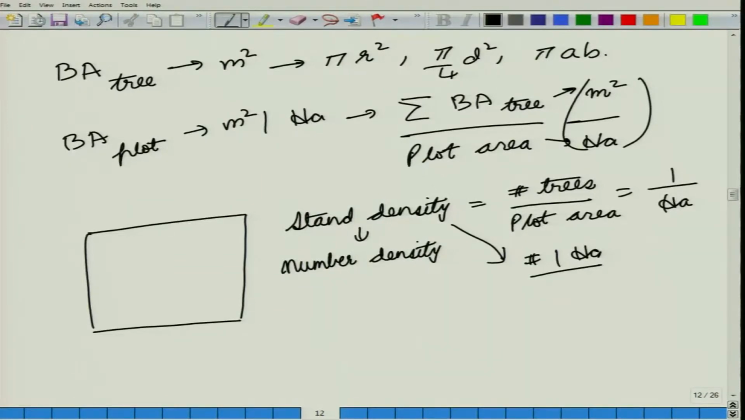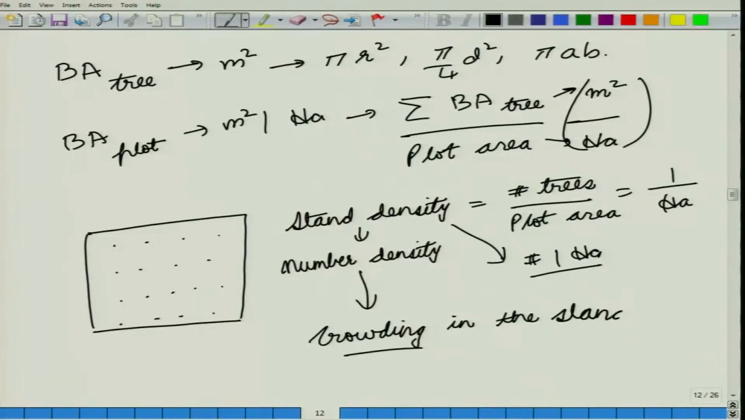But in the case of the stand density, we are only calculating the number of trees that are there in the stand and dividing it by the area. But we can use this number density as a proxy for the amount of crowding in the stand. Now why do we need to know about the amount of crowding in the stand?